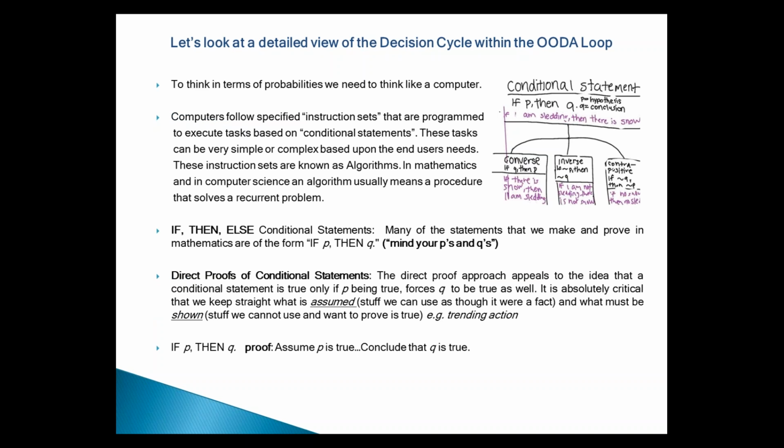So in terms of thinking through probabilities, we need to think in terms of a computer, right? On the image on the right-hand side, you'll see what's called a conditional statement. Many of you are already familiar with it. Some of you may not be, all right? But programmers need to program their computers to execute certain tasks. The tasks can be very simple, they can be very complex, all right? But the process is simply the same.